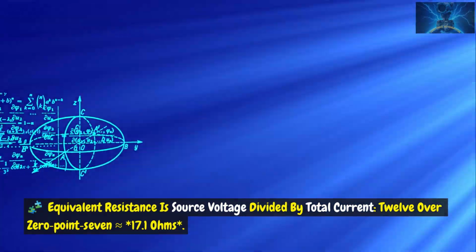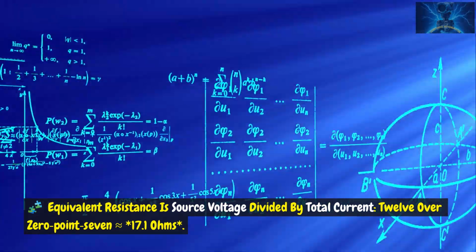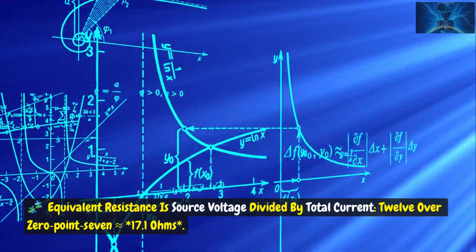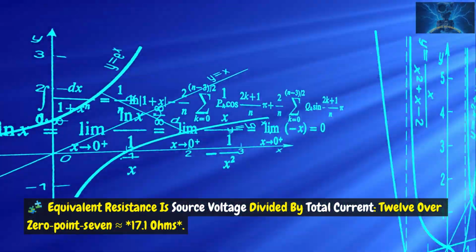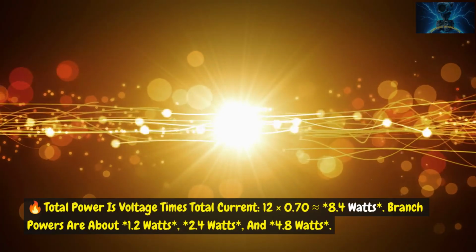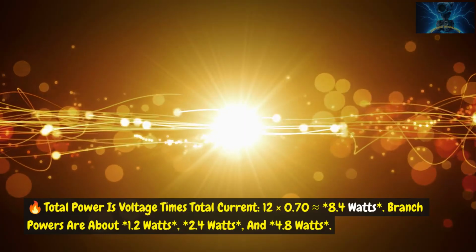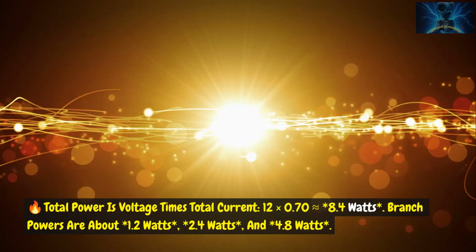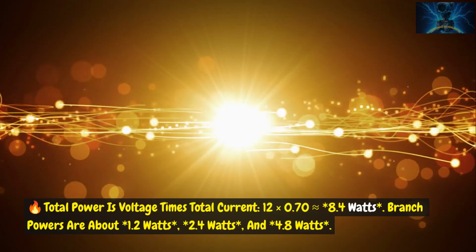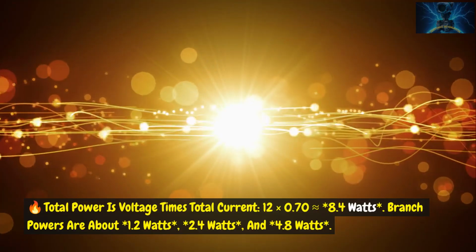Equivalent resistance is source voltage divided by total current. 12 over 0.7, 17.1 ohms. Total power is voltage times total current. 12 x 0.70, 8.4 watts. Branch powers are about 1.2 watts, 2.4 watts, and 4.8 watts.